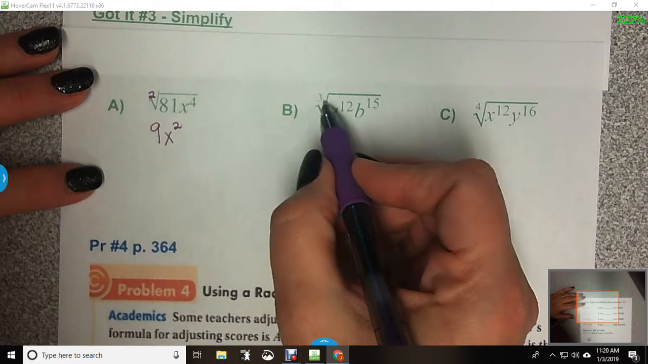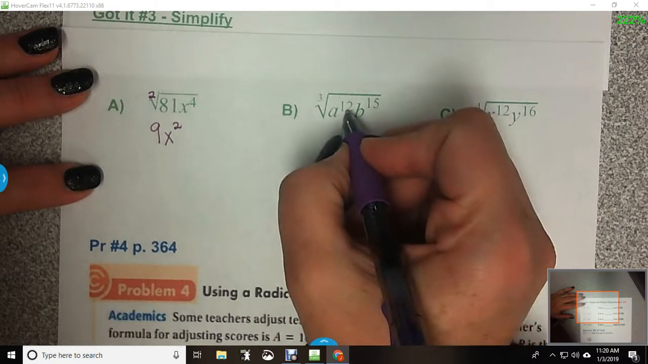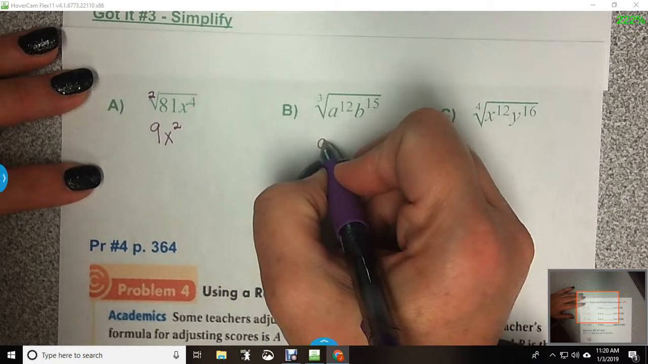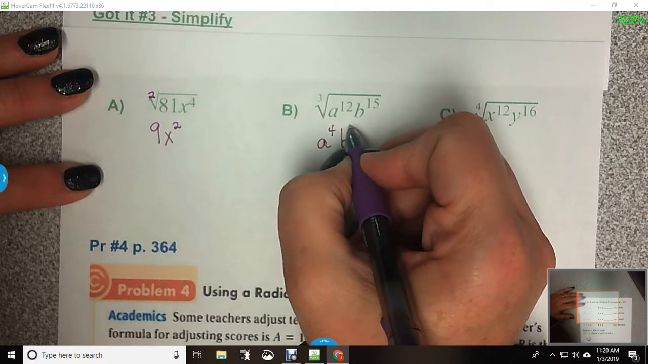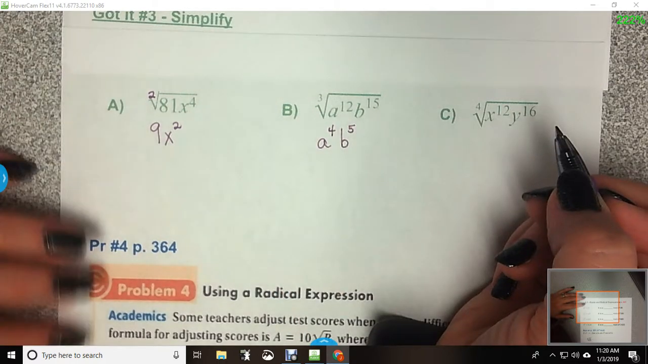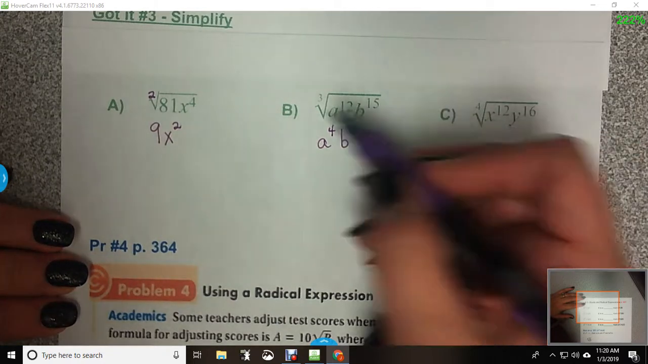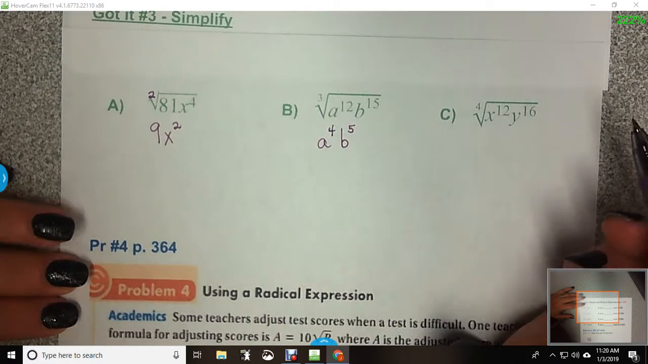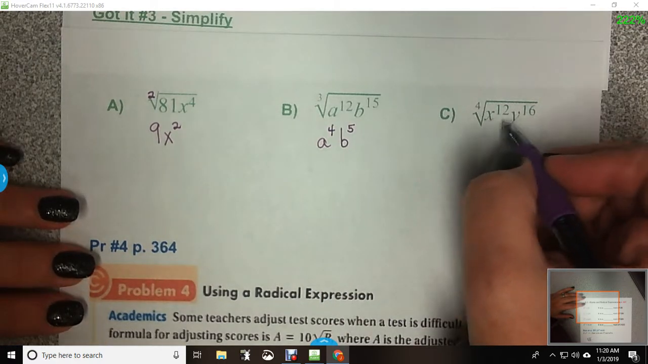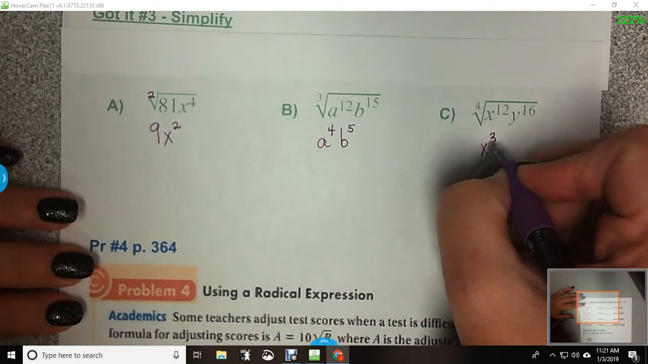For part B, this is an odd index, so it is not going to need any absolute value. So 12 divided by 3 makes it A to the fourth. 15 divided by 3 makes it B to the fifth. And there's no way this one can be even, even, odd, because the first thing is odd. No absolute value.